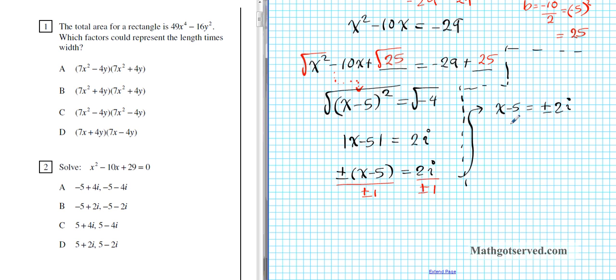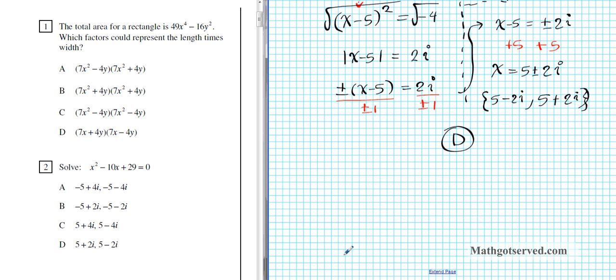And then we just add 5 to both sides. So we have x equals 5 plus or minus 2i. Okay, if we split up the answers, our solutions are going to be 5 minus 2i and 5 plus 2i. And then we can see that our answer is option D. Okay, option D is our answer. Okay, let's move on to the next example.